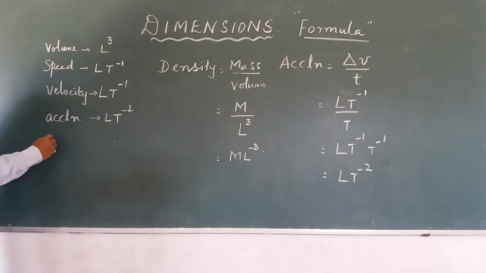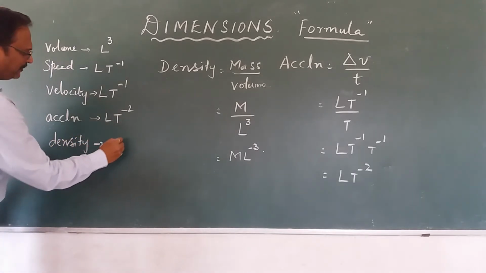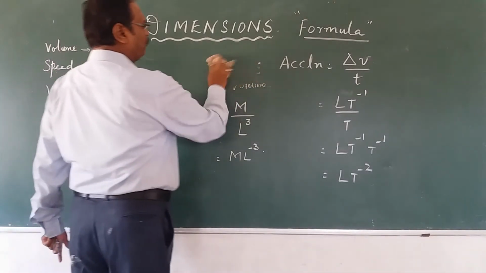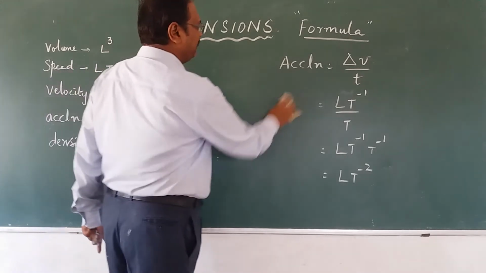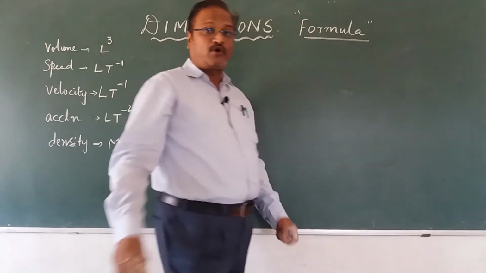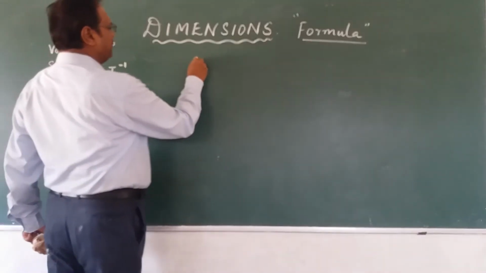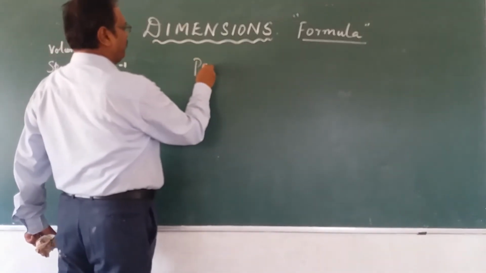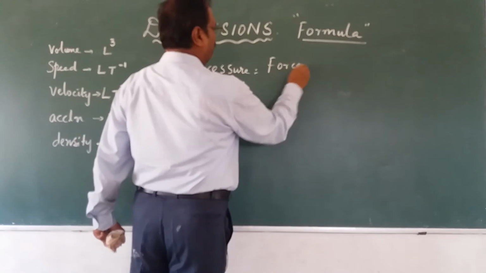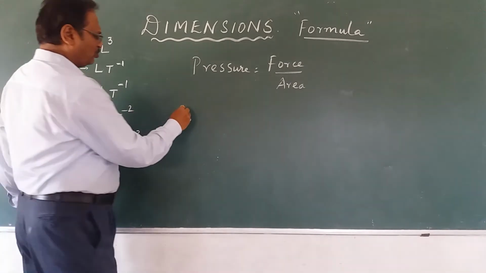So now the next definition which we are having is for density. Density is M L power minus 3. I hope you understand. First and foremost, in order to find the dimensional formula of any physical quantity, you should know how to define it, right? So I will take for example, let us say, pressure. What is pressure? Pressure is equal to force upon area. Now for this we should know force. First we will go to force.